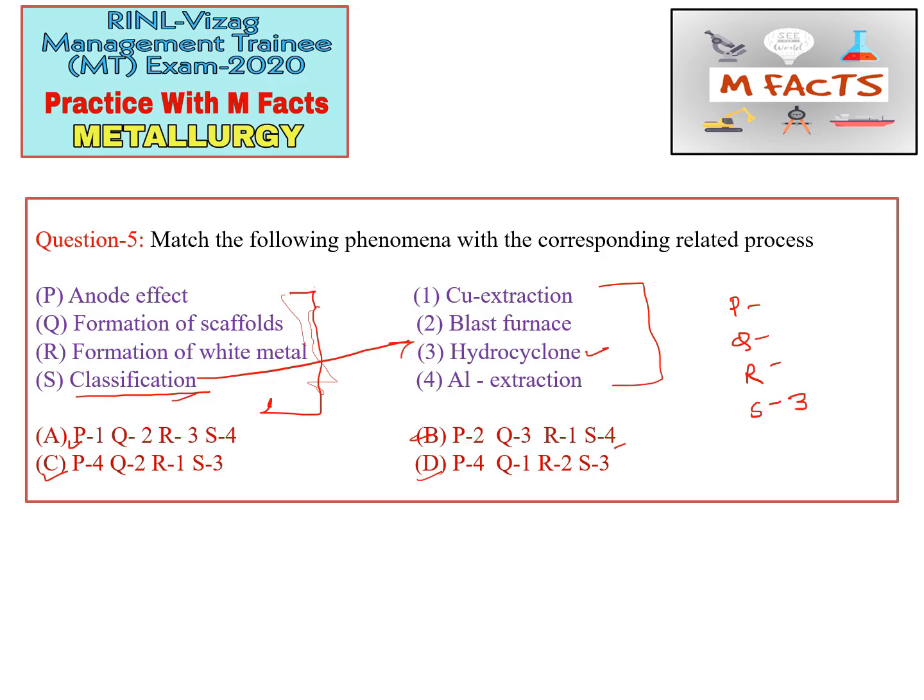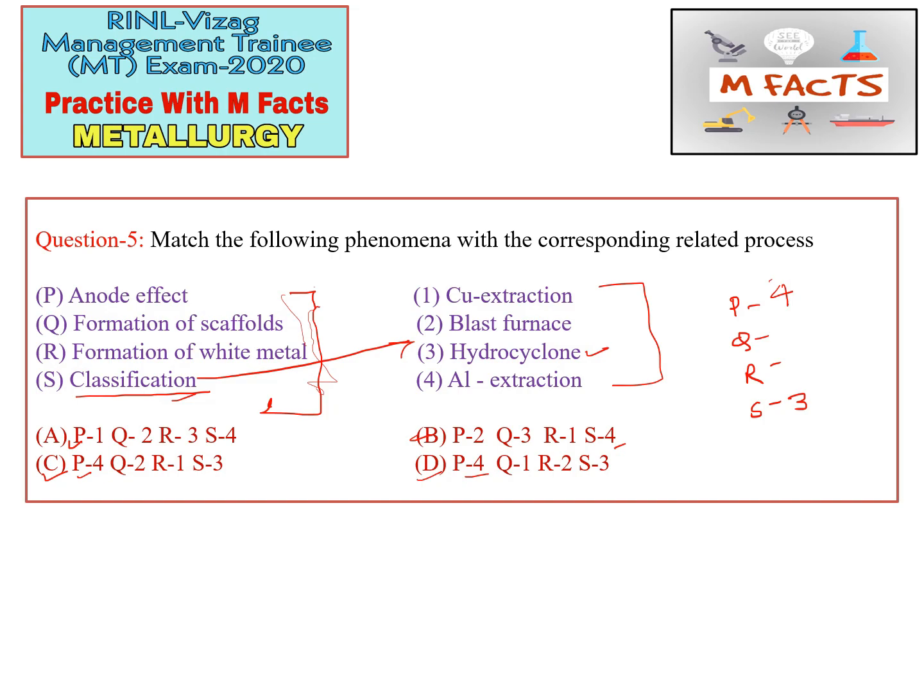Now we know the aluminum extraction. In the aluminum extraction the anode effect phenomenon occurs. So P we can match by 4. So now 4 and 3 we know. In the C part P is matched by 4, and in the D part P is also matched by 4. So we cannot identify which option is correct. So from Q and R we have to choose which one is correct.